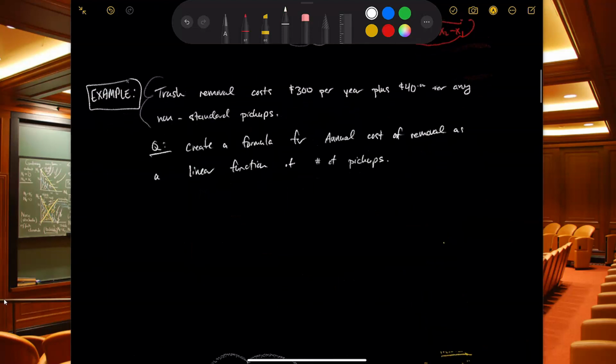Okay, so here's an example of a good linear relationship. Trash removal costs around $300 a year in this area. And then you'd be charged a fee for any non-standard pickup. So let's say for this given company, it's $40 per standard pickup. What we're being asked to do is create a formula for an annual cost of removal as a linear function of the number of pickups.